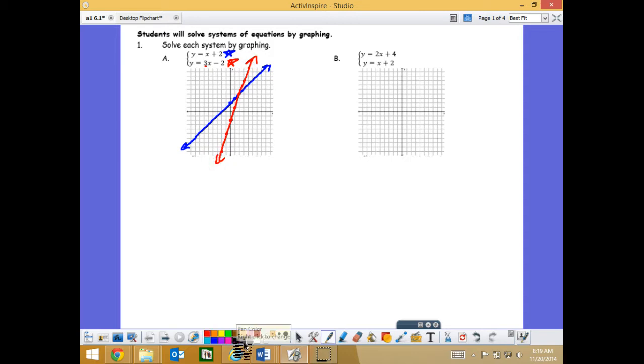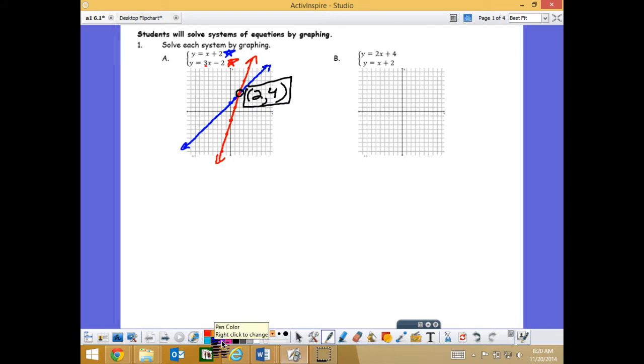and the solution to our system is that point of intersection. And that point of intersection, the x-coordinate is first, the x-coordinate of that point is 2, the y-coordinate of that point is 4. So the solution to the system is the point 2, 4.